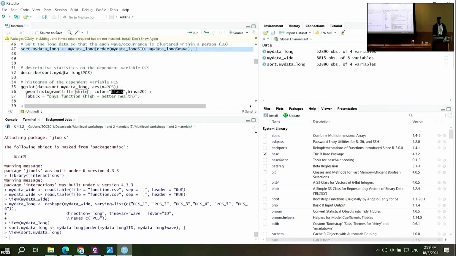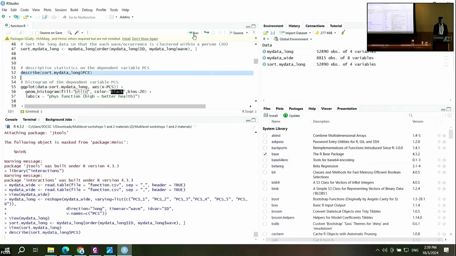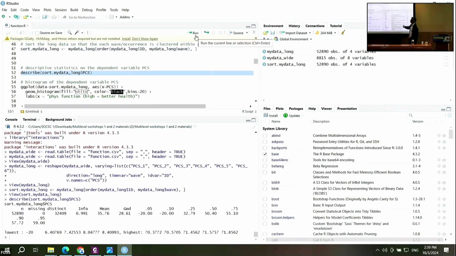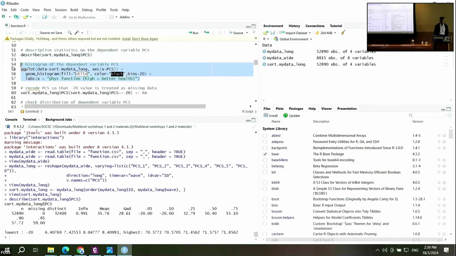Then the other thing that I mentioned that was problematic was that some of the values were -20. So describe the data set tells you the summary of the variables in the data set, and you'll see that for the summary data of PCS, the physical health functioning score, we've got some values of -20. And we can visualize that a little bit more if we do a histogram.